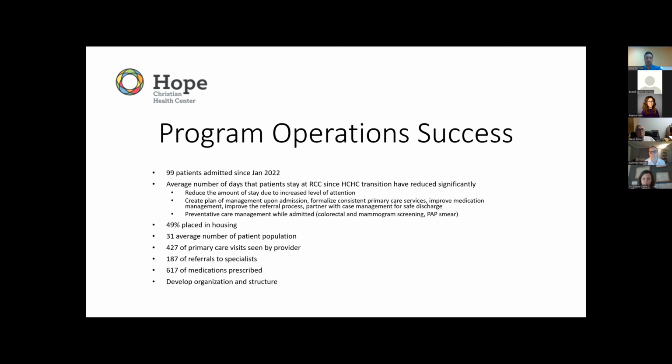But a step before that, we receive referrals, and these are packets that we receive from either local hospitals, rehab centers, or skilled nursing facilities that allow us to actually review the patient's information, their admitting diagnosis, their chronic medical conditions, their medications. We get a PT and OT evaluation as well. And so based on all of the information we receive, we make a medical and social determination if this patient is appropriate for the RCC.